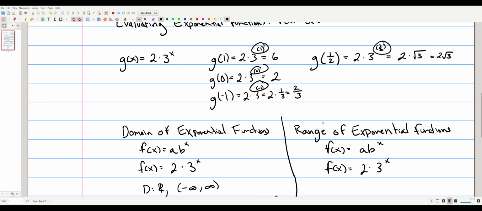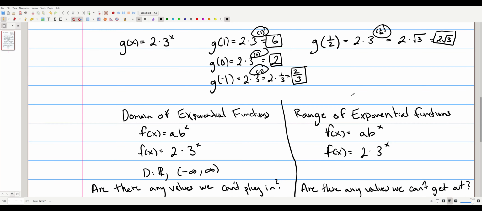But what about the range? Well, if you look at the numbers we plugged in, take a look at the kind of numbers we got out. Well, we got 6, we got 2, we got 2/3, and we got 2 square root 3. And so you'll notice that all of these numbers are positive, regardless of what kind of number we plugged in. And so your intuition should kind of lead you to, well, maybe it's not possible to get negative numbers in here. And so, well, that's true.